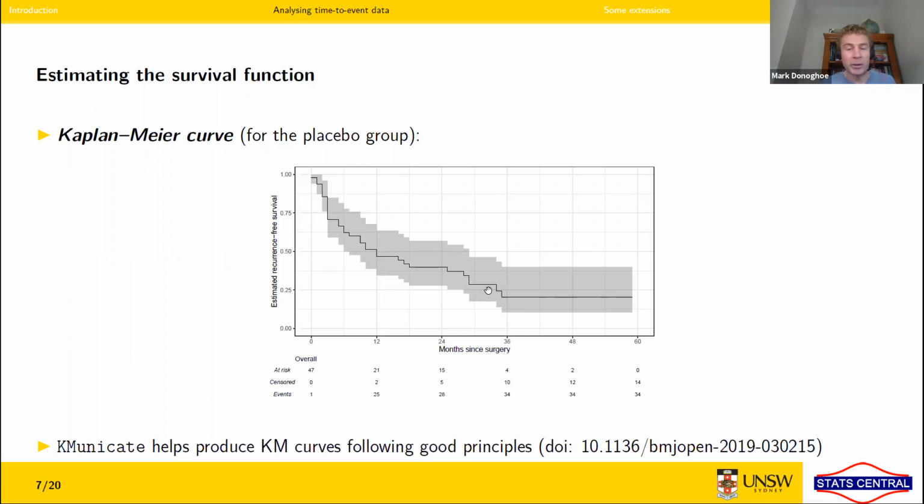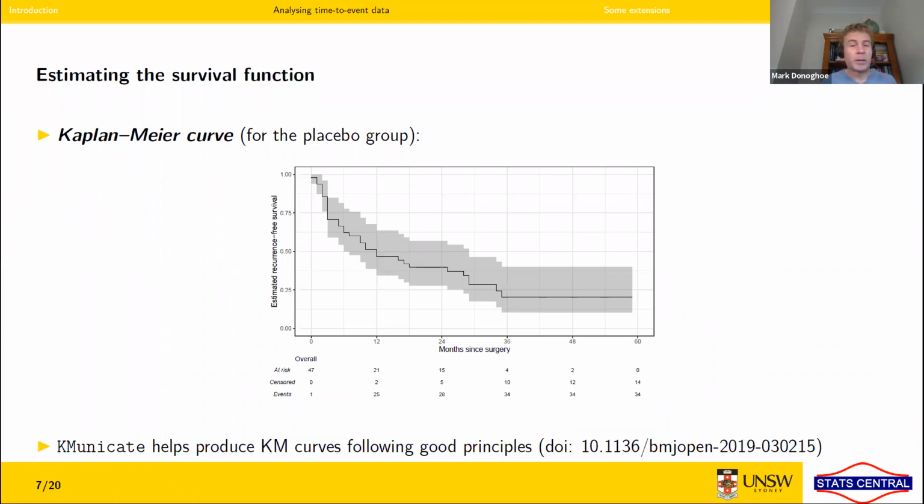And it's a good idea to include this information alongside the Kaplan-Meier graph so that you can see how many individuals are contributing to the estimate. If we're looking out here at 3 years, there's actually only 4 people still remaining in the study by 3 years because 34 of them have had events and 10 of them have been censored. So they might have been lost to follow-up.